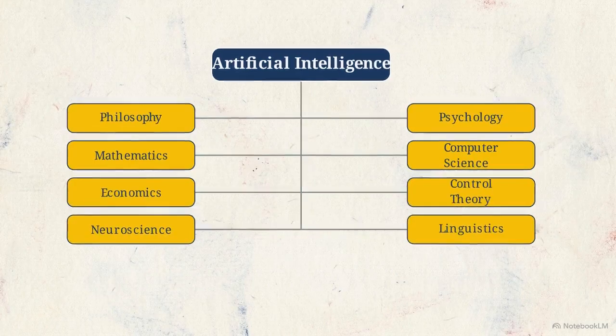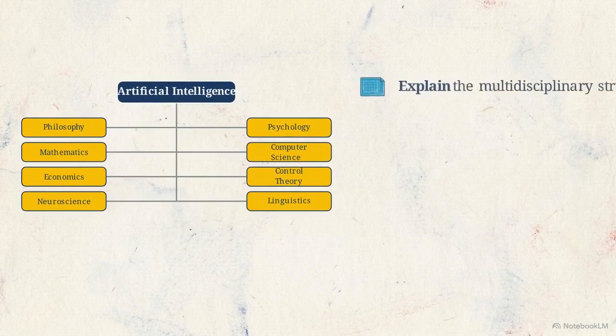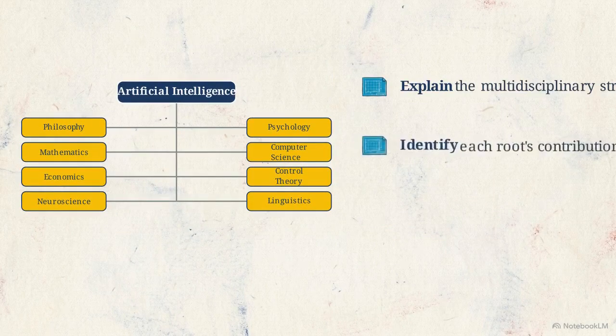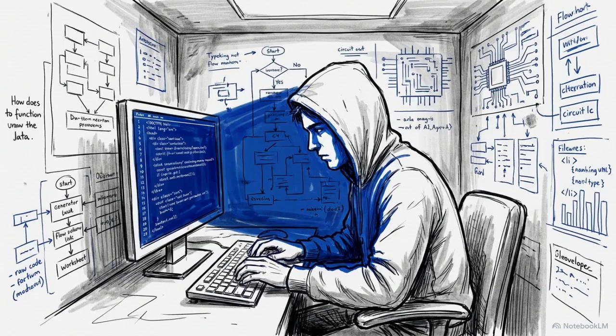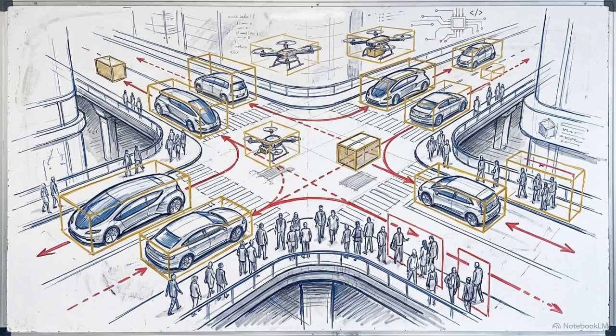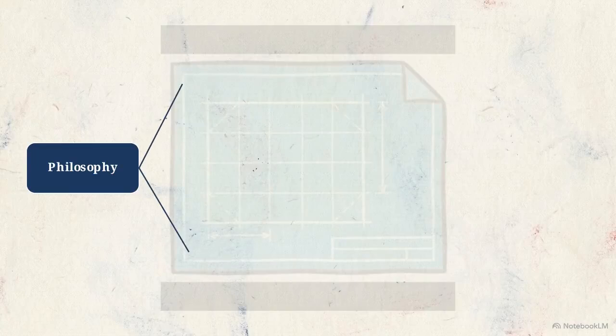By the end of this module, you will explain the structure, identify each root's contribution, and understand how they build intelligent systems. Without this structural map, a developer is limited to writing code, without understanding the underlying logic, ethics, or feedback loops that allow an AI to function in the real world. Let's break down those roots, starting with philosophy.